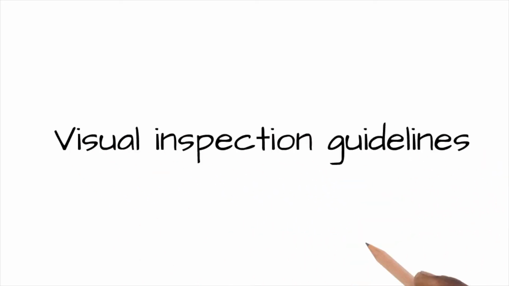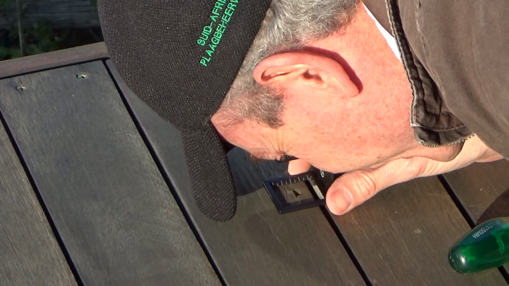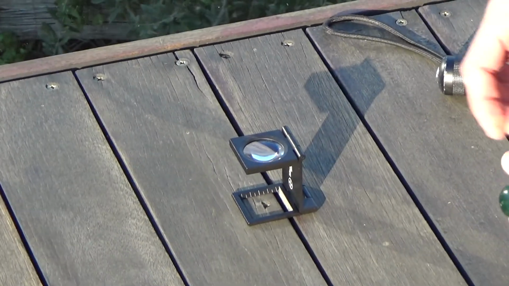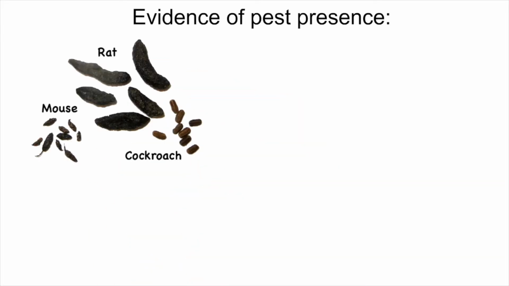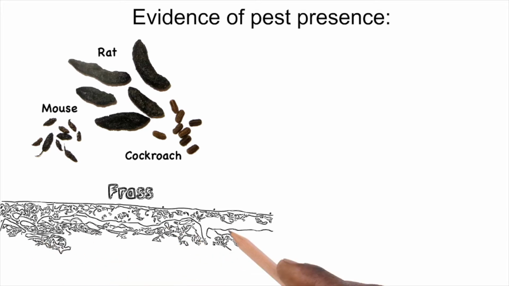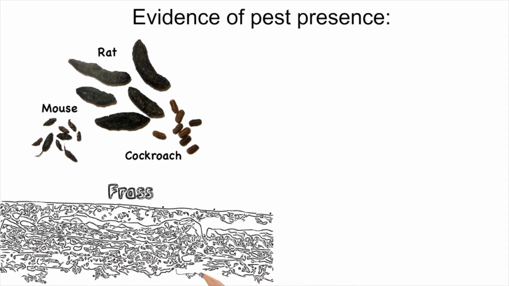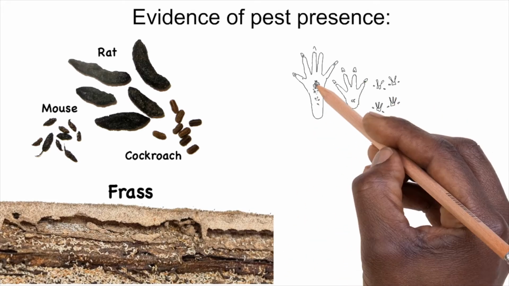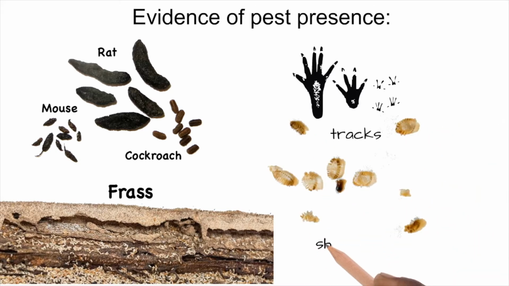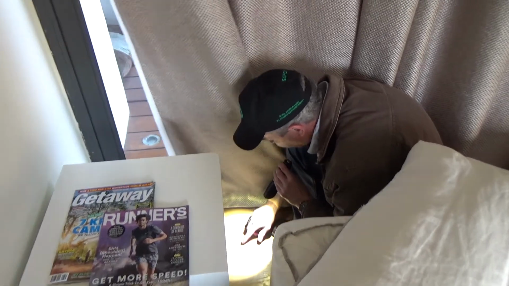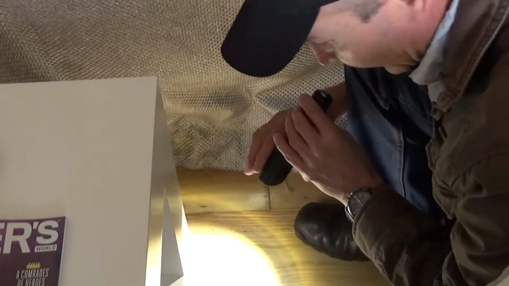Visual inspection guidelines. Use a bright flashlight and a magnifying glass during your inspection. Do not look for the pests themselves. Also look for other evidence of pests, such as droppings, the presence of feeding debris or tiny wood shavings produced by wood borers referred to as frass, gnawing tracks and grease marks, damage such as powder from beetle exit holes, and shed insect skins. Examine windowsills as many pests fly or crawl towards light.